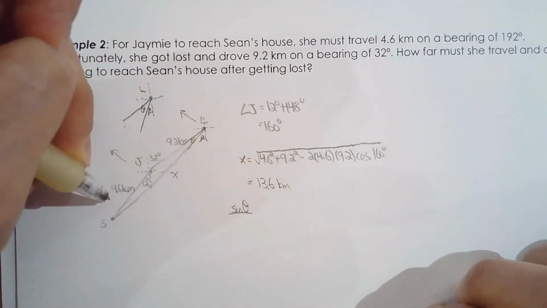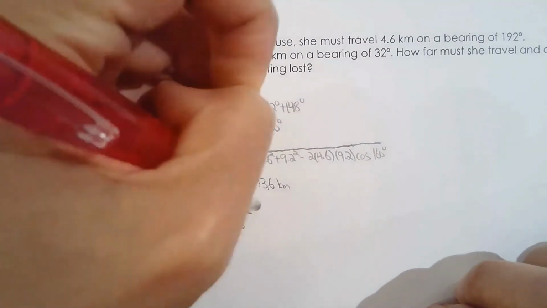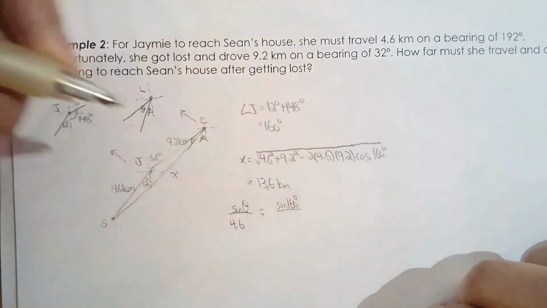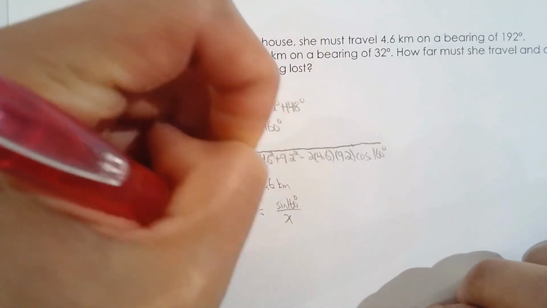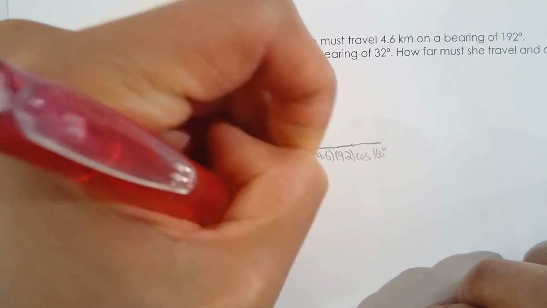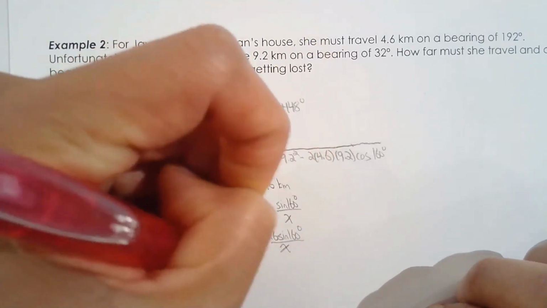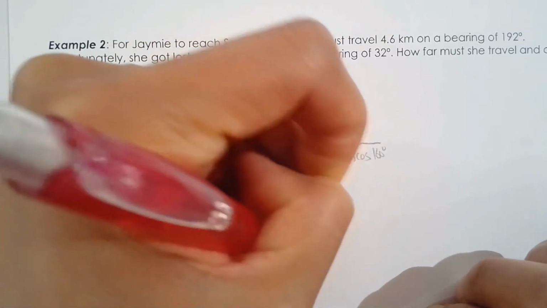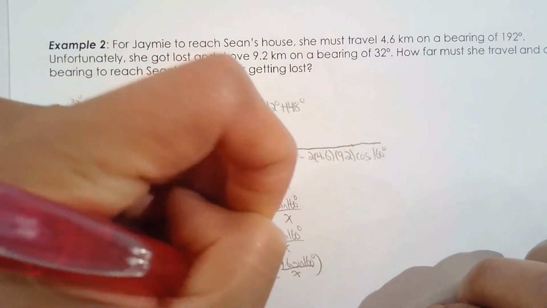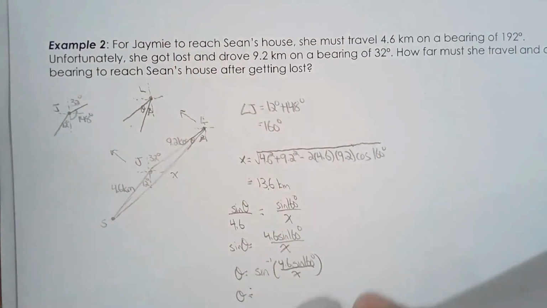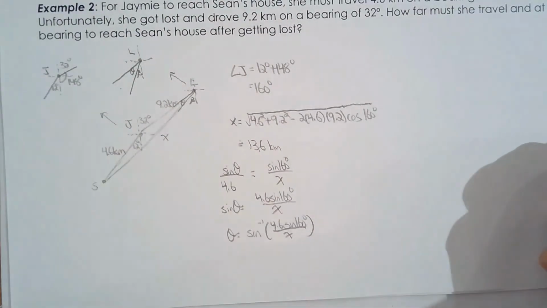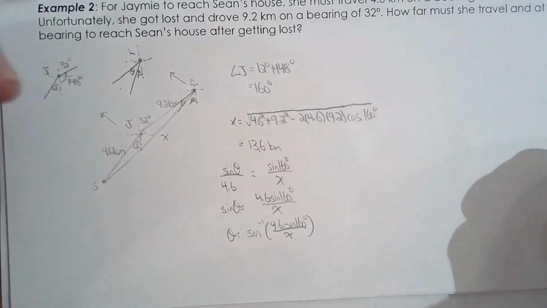So sine theta over 4.6, because that's opposite to theta, equals sine of 160 over x, since we have this angle of 160 degrees. So let's solve for sine theta. And make sure your calculator is holding on to x, so theta is as accurate as possible. I don't really care about theta. I'm not even going to solve for theta, but I have sufficient information to solve for it.